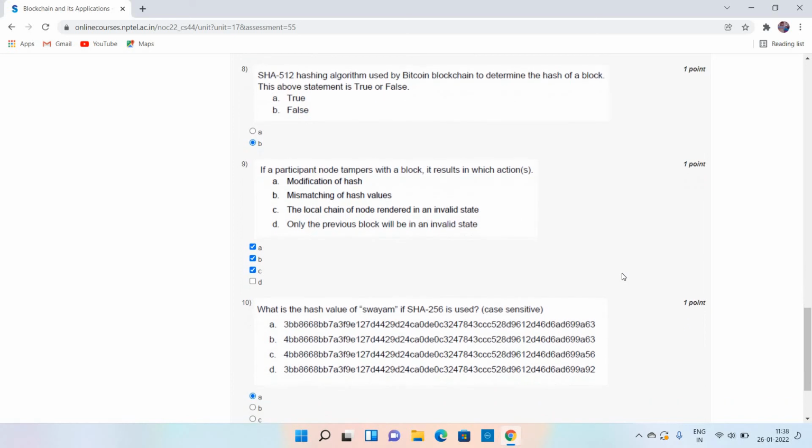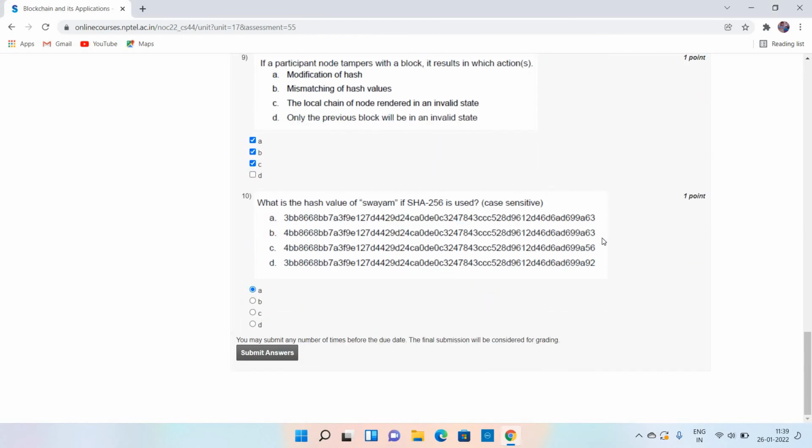And coming to the ninth one, if a particular node tampers with a block, which action results? That is modification of hash, mismatch of hash values, and the local chain of the node rendered in an invalid state. So these three are the correct options. And now coming to question number 10, what is the hash value of swayam if SHA-256 is used? Here they have provided one link. Just click on the link and enter swayam, then you will get the answer. Here I find that A is the correct answer.